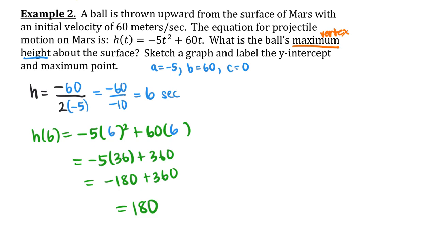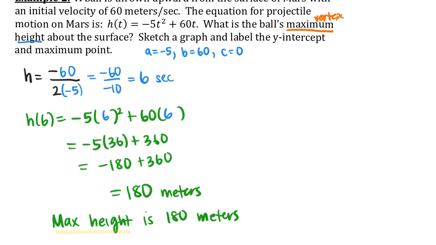Okay, I'm going to go back and see if I answered the question. What is the ball's maximum height above the surface? This is the time. This is the height. What are the units on the height? It's not seconds, so it must be meters. Okay, so what was the question? What is the max height? Maximum height is 180 meters. And by answering the question, you understand what number is what. Because if they only asked me for the time, I would have just written this.